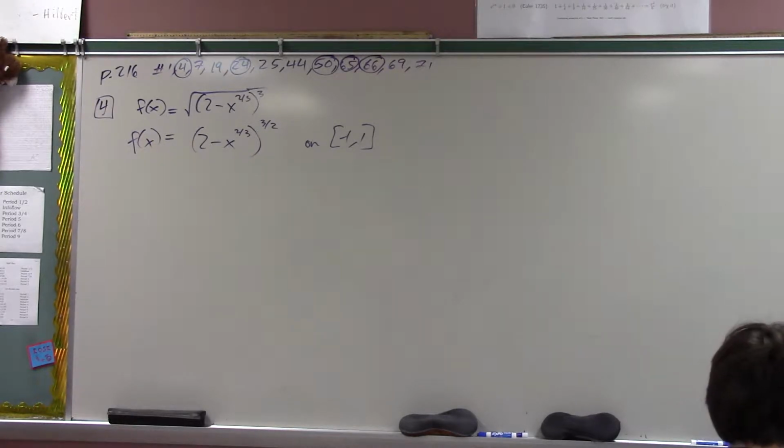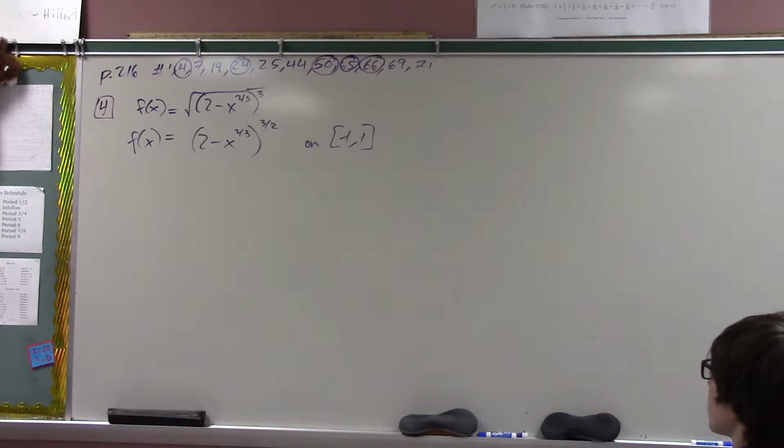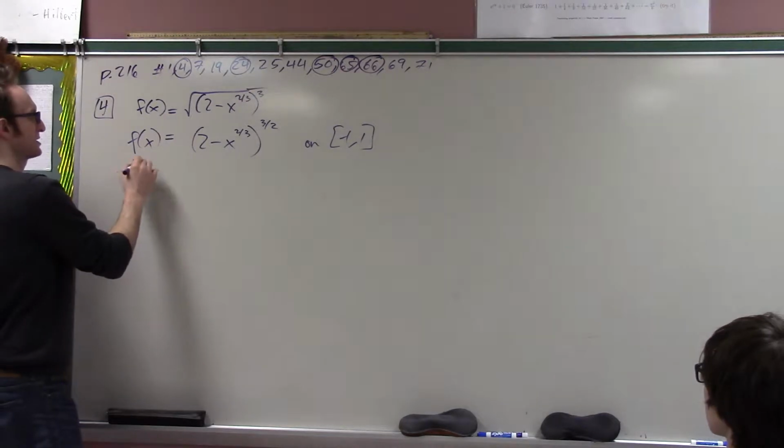I don't know what to say. I guess one thing we could do is, they say explain why Rolle's theorem does not apply. Well, what must be true in order for Rolle's theorem to apply? It has to be continuous and differentiable. And f(a) has to equal f(b). So maybe we should just quickly do that first.